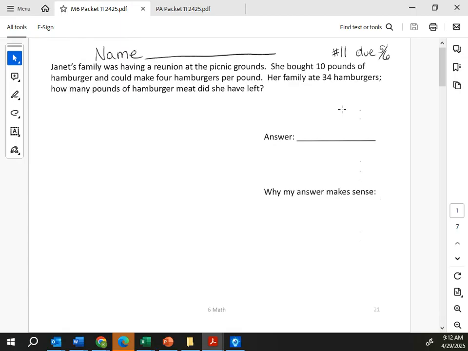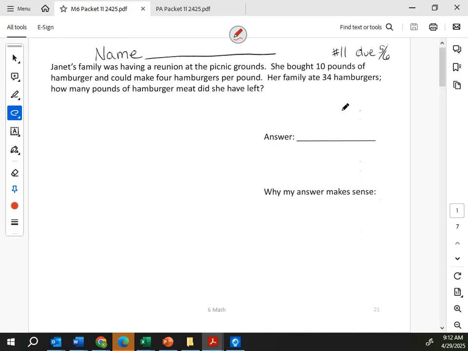Our first page says, Janet's family was having a reunion at the picnic grounds. She bought 10 pounds of hamburger and could make 4 hamburgers per pound. Her family ate 34 hamburgers. How many pounds of hamburger meat did she have left?